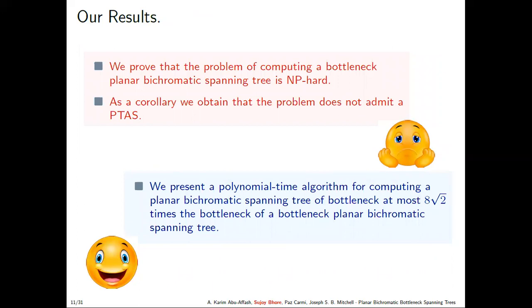Our results: we proved that the problem of computing a bottleneck planar bichromatic spanning tree is NP-hard. Then as a corollary, we obtained that the problem does not admit a polynomial time approximation scheme, a PTAS. On a positive side, we present a polynomial time approximation algorithm for computing a planar bichromatic spanning tree of bottleneck that is at most 8 square root 2 times the bottleneck of a bottleneck planar bichromatic spanning tree. We note that this is the first constant factor algorithm for any variant of this planar bichromatic spanning tree problem.